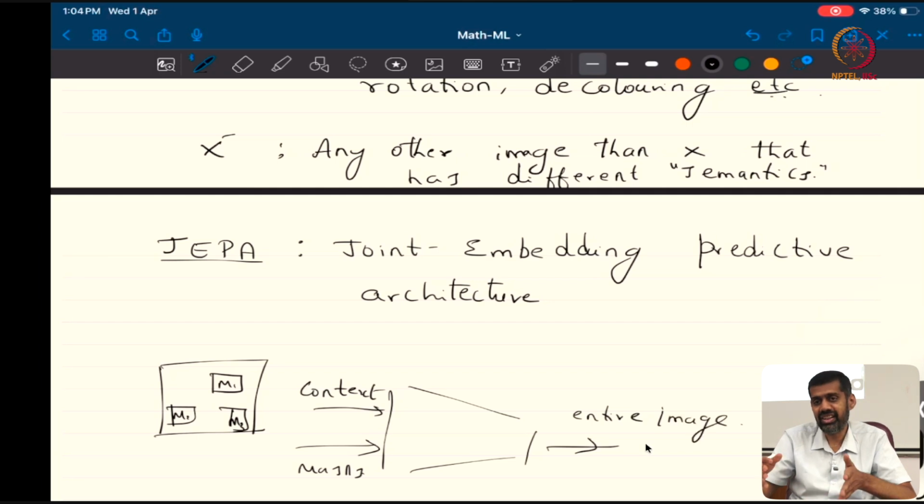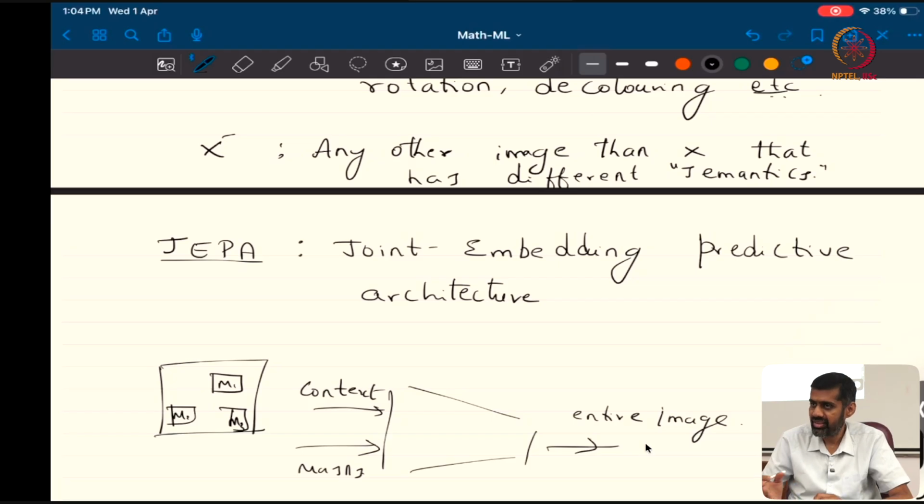Now since we have the entire image as well, we know the representations of it, and we know the representations that have been predicted without the entire image. We try to minimize the norm distance between these two representations, and that is the objective to train this.